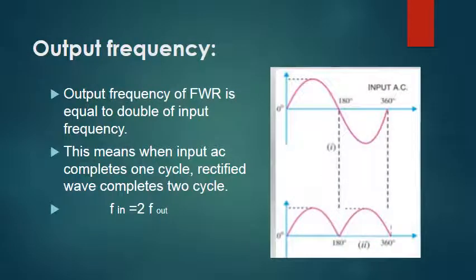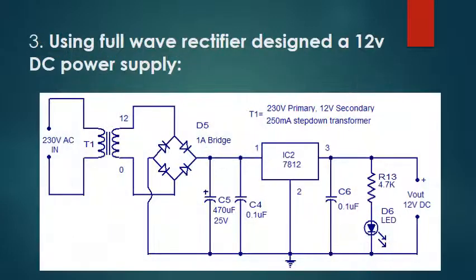Output frequency. Its output frequency is quite similar to the half-wave, but it is twice that of the half-wave rectification. Its frequency out is equal to double the frequency in. This means when the input AC completes one cycle, the rectified wave completes two cycles. As you can see here in the diagram, it completes two complete cycles.